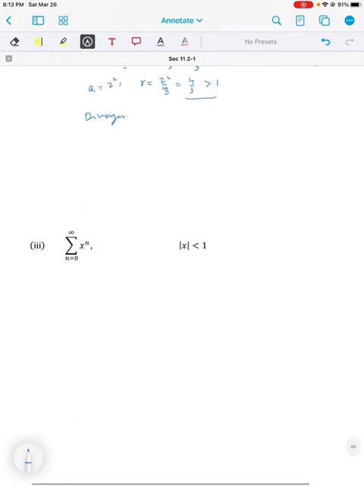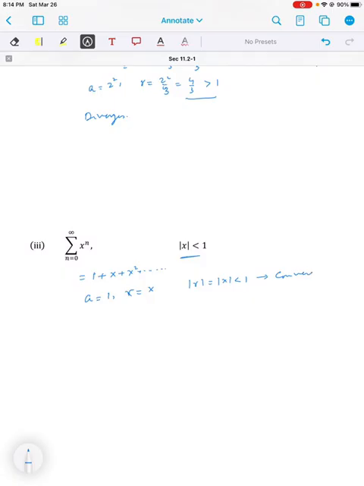Okay, next example we have summation n equal to 0 to infinity. If you notice, this is x to the 0, which is 1, plus x to the 1, which is x, plus x squared plus dot dot dot and so on. And we are already given that the absolute value of x is less than 1. So this is a geometric series with a equal to 1 and r equal to x. Since the absolute value of r, which is equal to the absolute value of x, is less than 1, this converges.